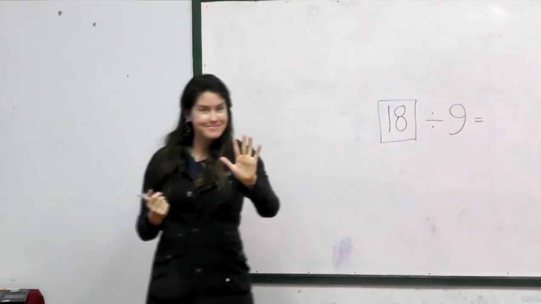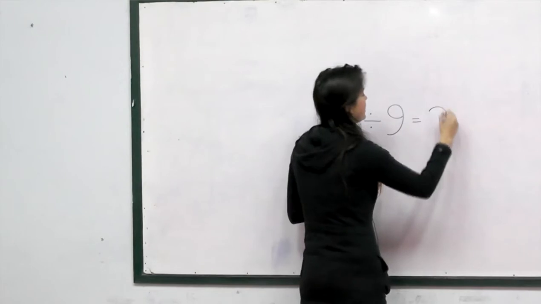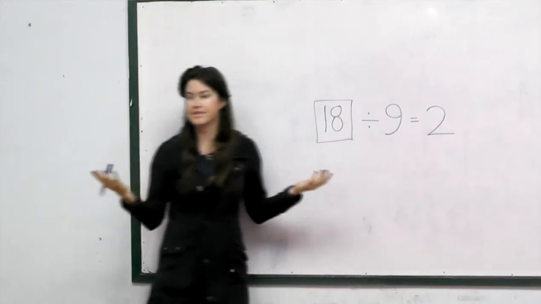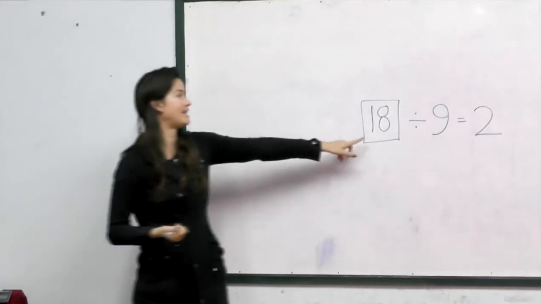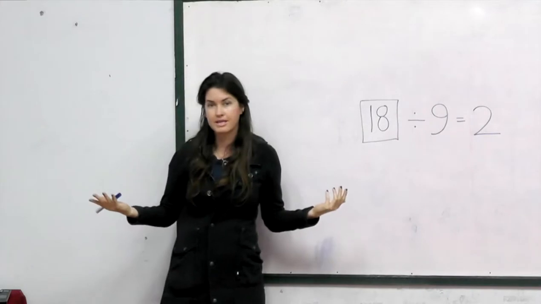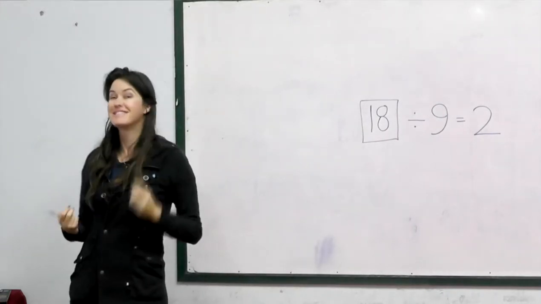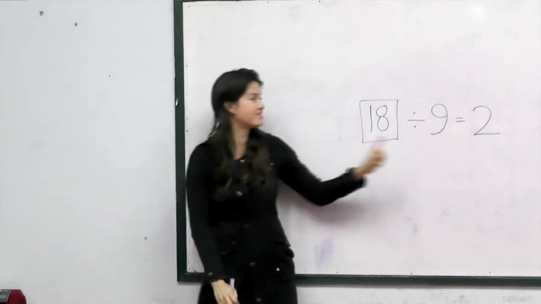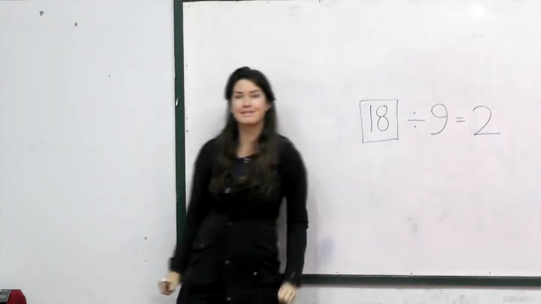18. And we stop. That was easy, right? 2. We stopped right at 2. Why isn't there an R? Yeah, because we stopped right at 18. We don't have to count for any other numbers. So how many pieces of cake will each superhero get? 2. Yeah, all of those 9 superheroes are going to get 2 pieces of cake.